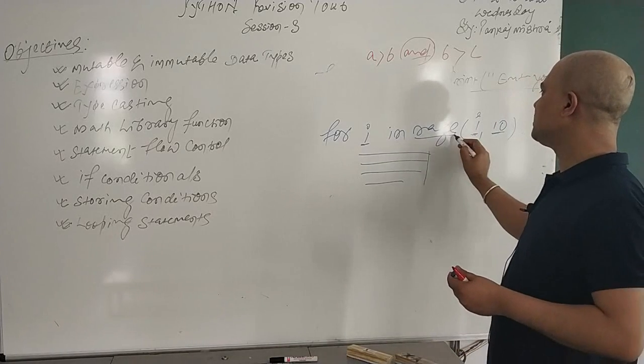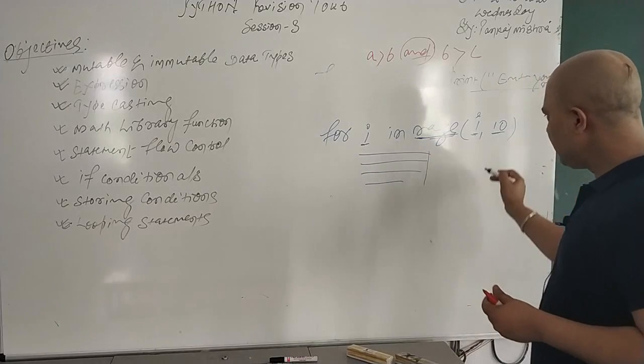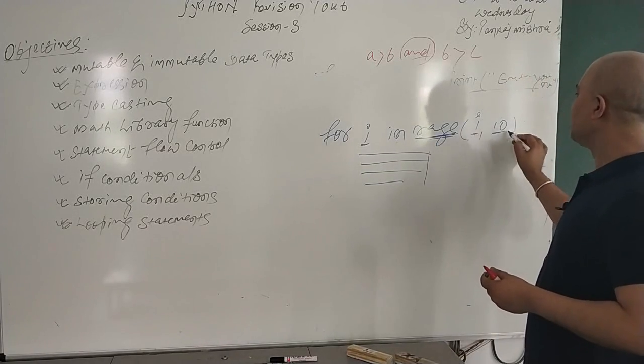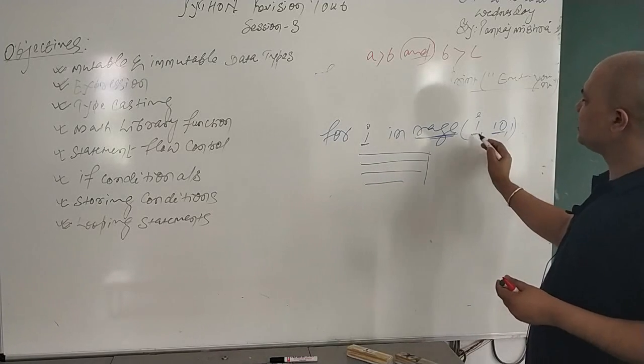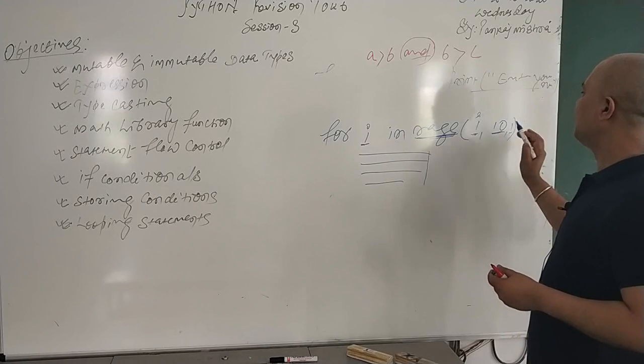Range is a function which can have one value or more than one value. Three values can be there, like 1, 10, 1. Here what I want to mention is, starting is 1, till it goes to 10, that is 9, and by 1 it will increment.